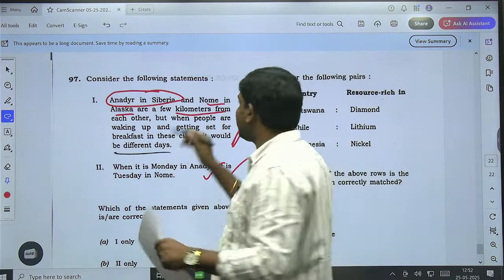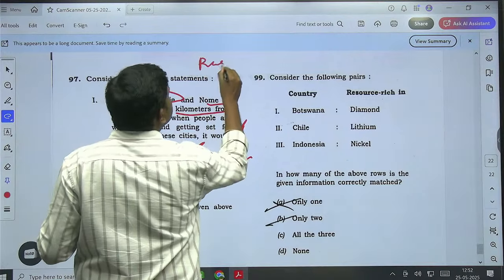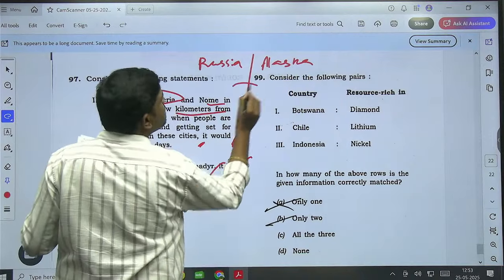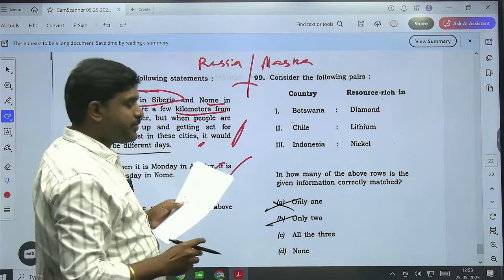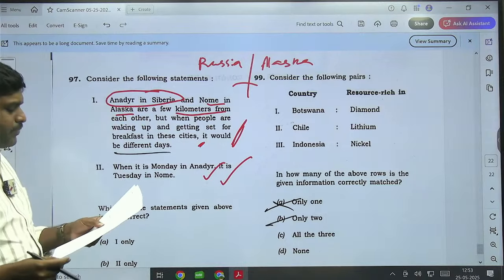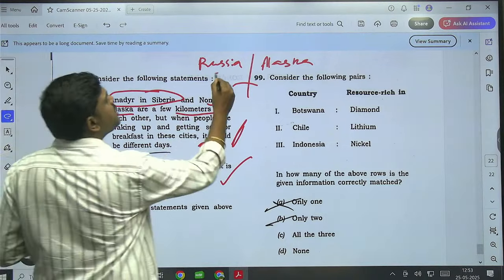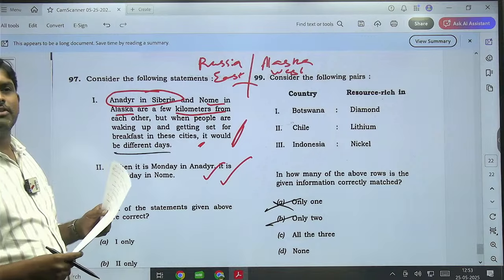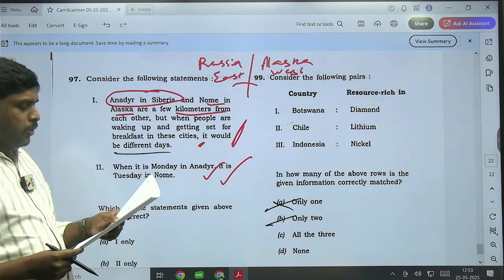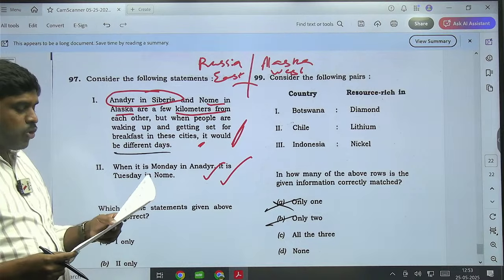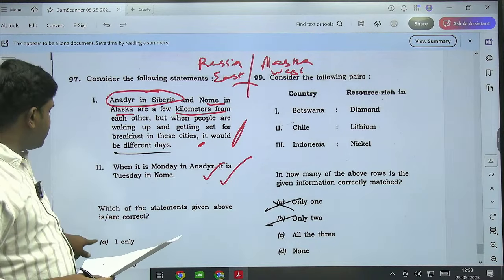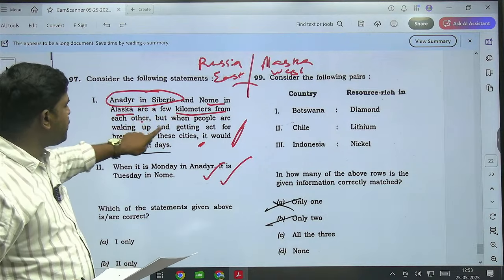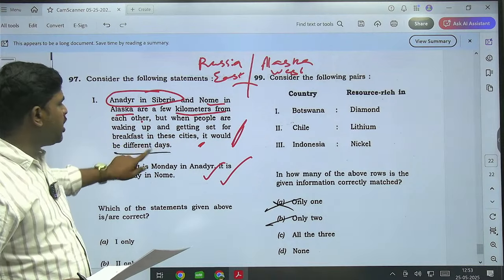See, Andhra, Russia, it will be like this. Russia side means east of the world, and this side it will be Alaska, west of the world. So when we cross it, the day will change. Just remember the world map, where you can see west and east. So hence the international date line separates 2 consecutive calendars. So statement 1 is correct, that is only one. Andhra in Siberia and Nome in Alaska are a few kilometers away from each other, but when people are waking up and getting set for breakfast in the cities, it would be different days.